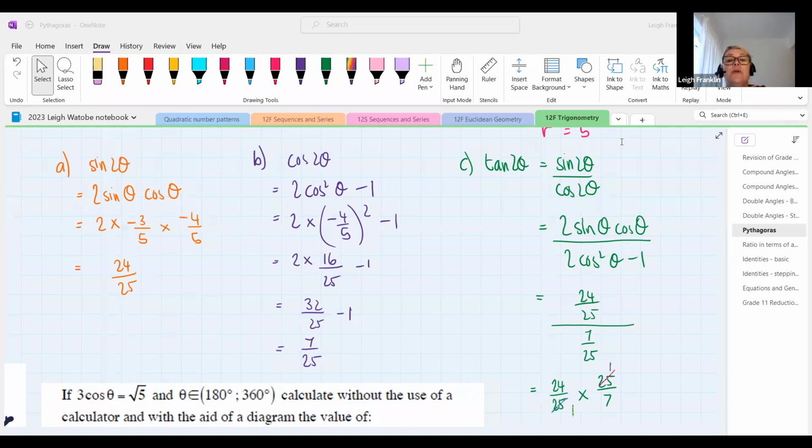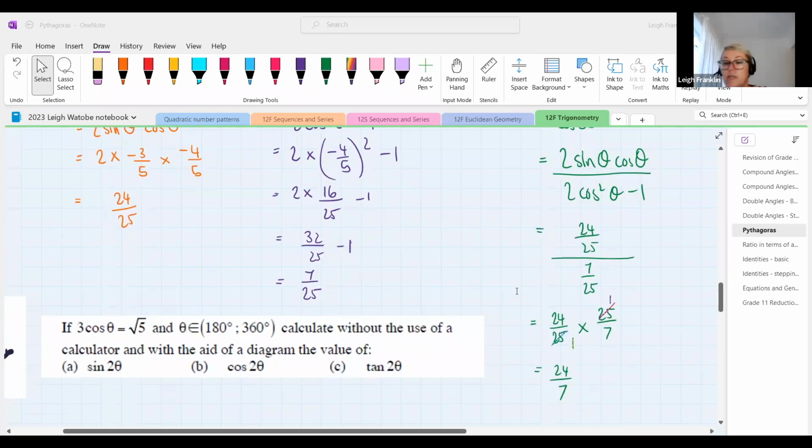All right, Sharon, you've also got a hand up. Go for it. Ma'am, please explain C, is it the last step, I think? Yes. So what I've got here is 24 over 25 divided by 7 over 25. So I'm dividing fractions. The rule when you're dividing fractions is to multiply by the reciprocal. So that's why I'm changing the divide into a times, and then I'm putting the 25 at the top and the 7 at the bottom, because that's how you divide fractions.